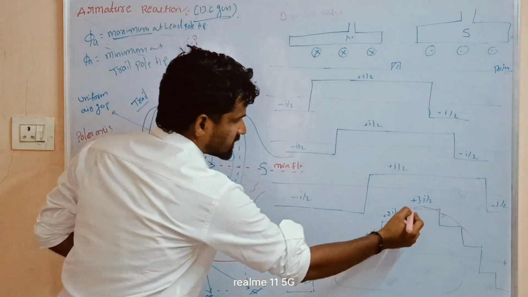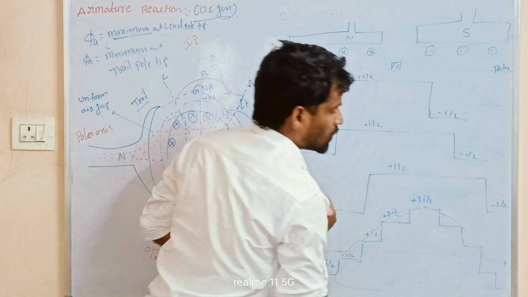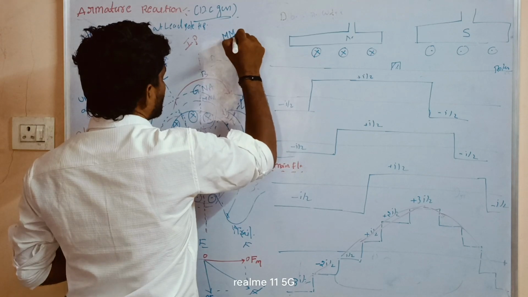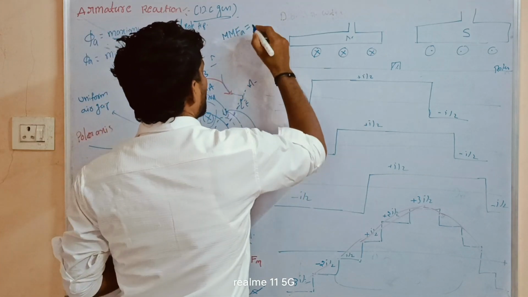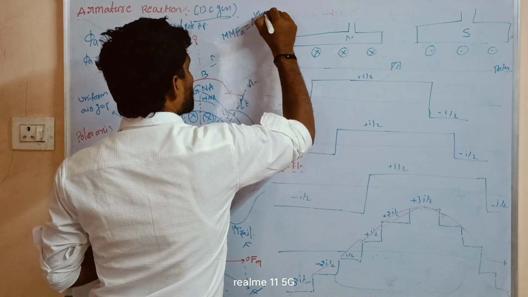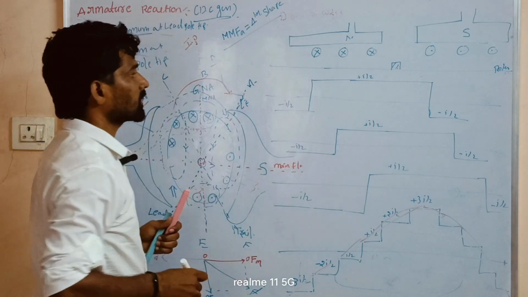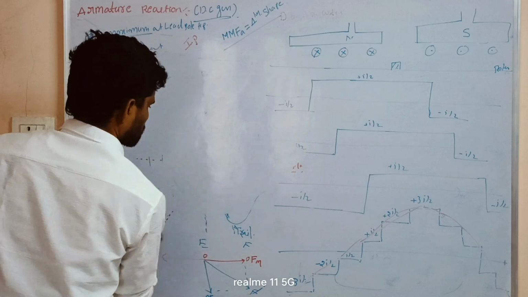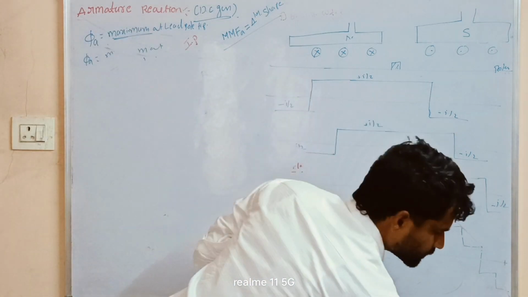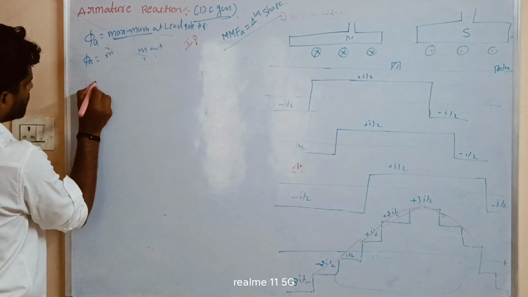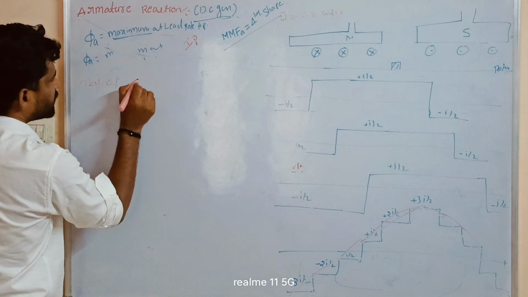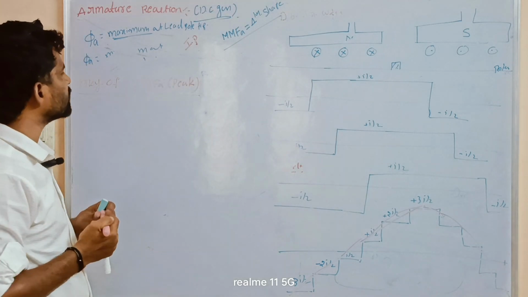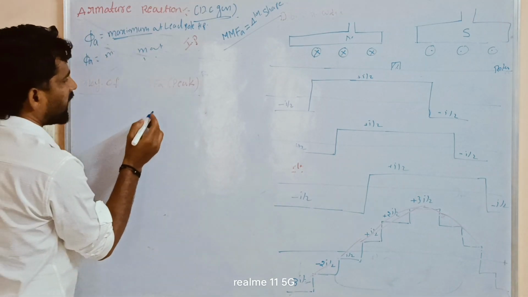The shape is simply triangular. Whatever the distribution in the armature winding, the armature MMF has a triangular shape. So here, what is the magnitude of MMF A at peak?